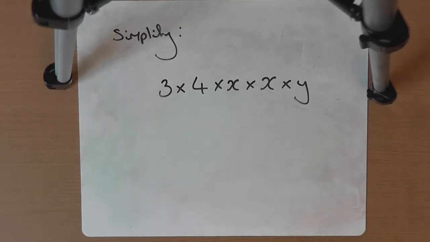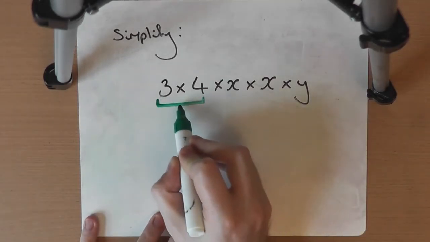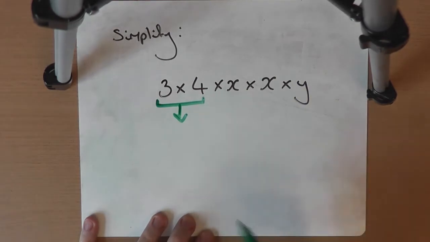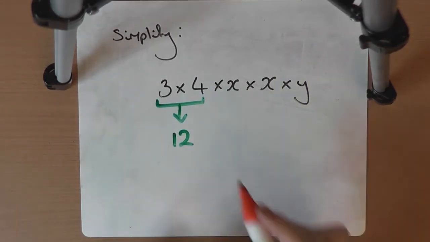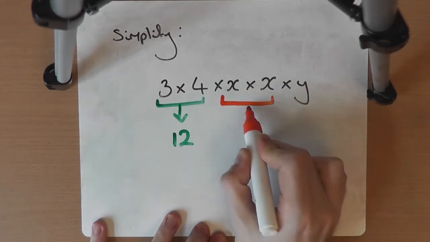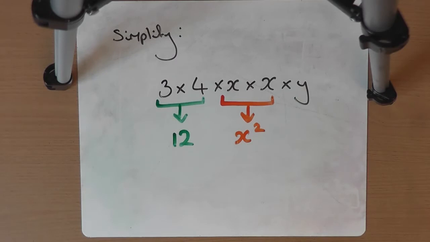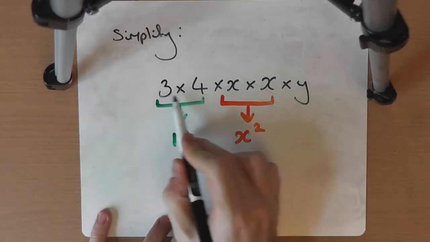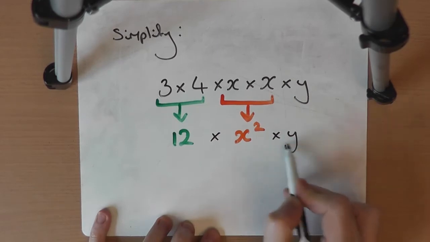So again, the idea with these is that we combine together anything that we can combine, and then we drop out any of the times signs that we can get rid of. Well, 3 times 4, we can actually combine that. 3 times 4 is 12. We can also surely, once again, combine the x times the x as x squared. And what we're left with after we've done that is 12 times x squared times y.